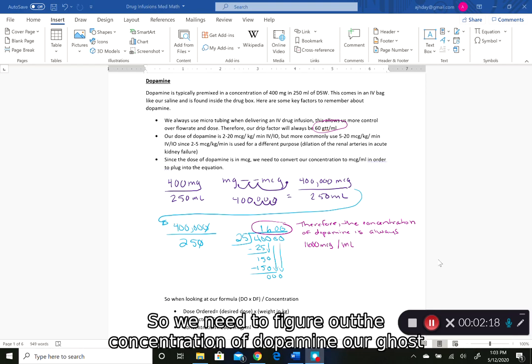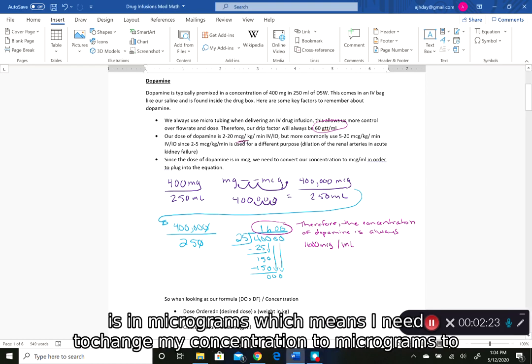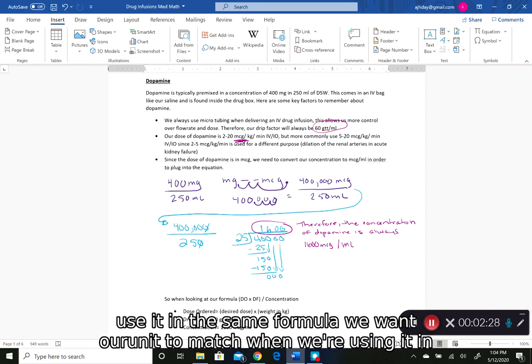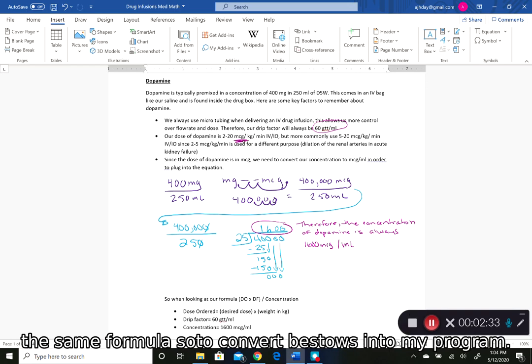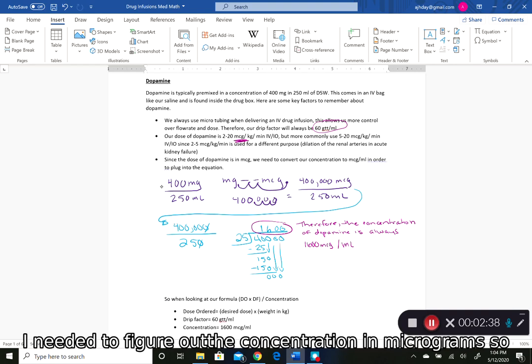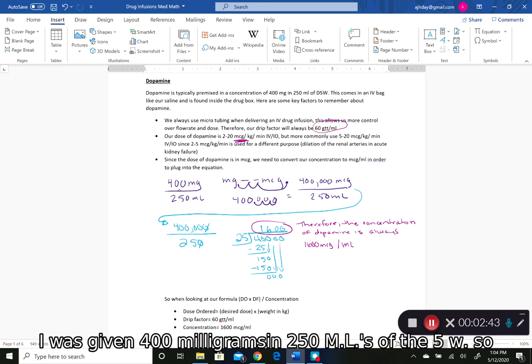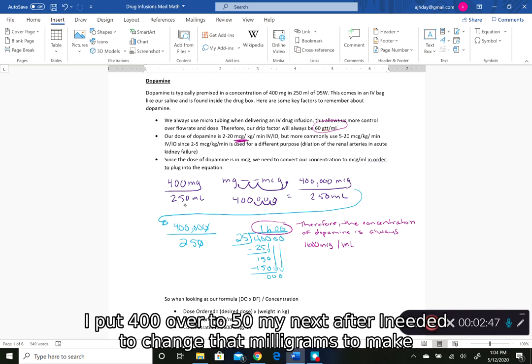So we need to figure out the concentration of dopamine. Our dose is in micrograms, which means I need to change my concentration to micrograms to use it in the same formula. We want our units to match when we're using it in the same formula. So to convert this dose into micrograms, I needed to figure out the concentration in micrograms. So I was given 400 milligrams in 250 mLs of D5W. So I put 400 over 250. My next step, I needed to change that milligrams to micrograms.